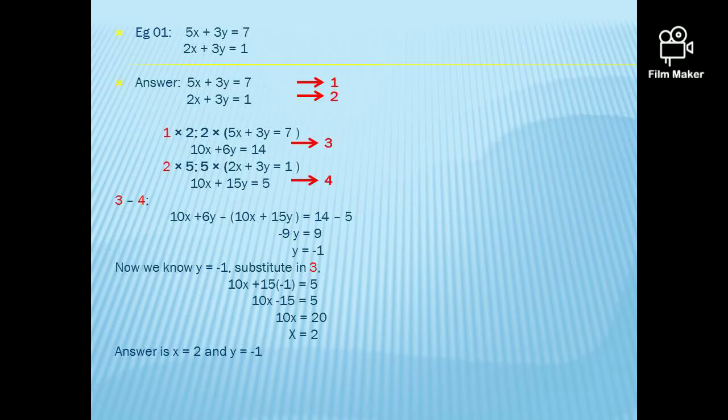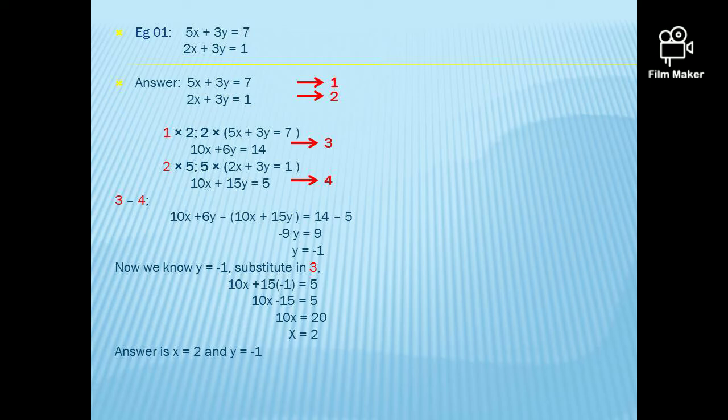Let's try to verify the above learned theory with this example. This example asks us to solve two simultaneous equations, 5x plus 3y equals 7 with 2x plus 3y equals 1. Then I will multiply the first equation, 5x plus 3y equals 7, with the coefficient of x in the second equation. That means 2. I just multiply the first equation by 2.